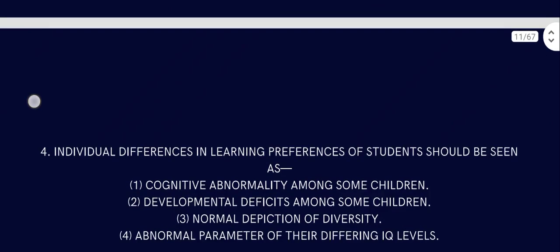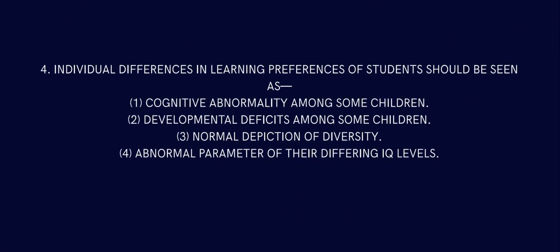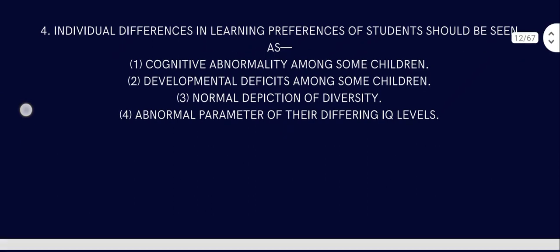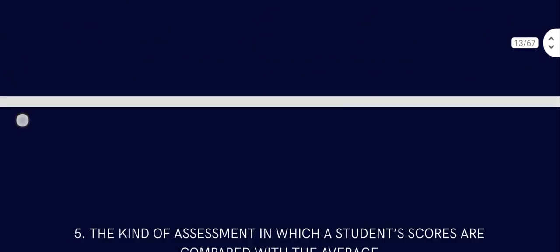Question number 4. Individual differences in learning preferences of students should be seen as cognitive abnormality among some children. Not really. Individual difference is a normal depiction of diversity. So the answer is 3. There has to be differences among individuals.